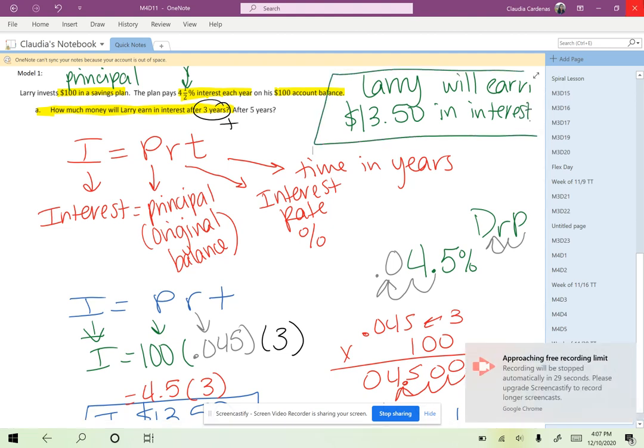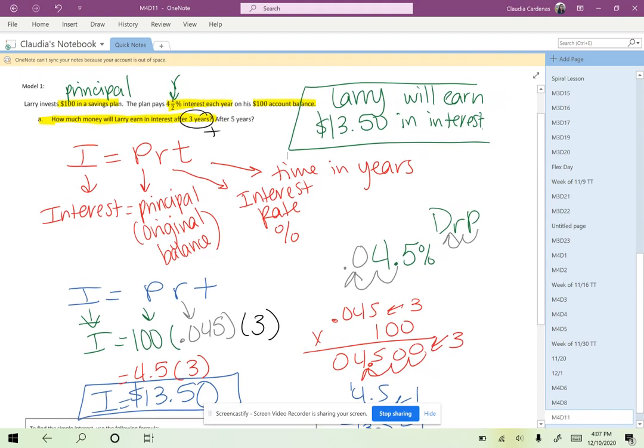Alrighty, so now that we've done that for 3 years, you're going to try and find the amount of interest earned after 5 years. Just to stamp and make sure you have this equation, I equals PRT, where the interest is found by multiplying the principal times the interest rate times the time in years.